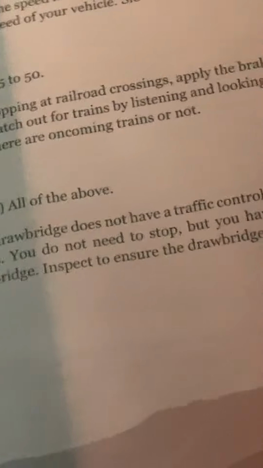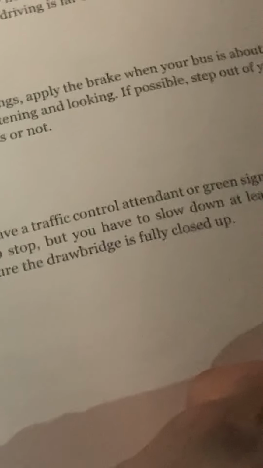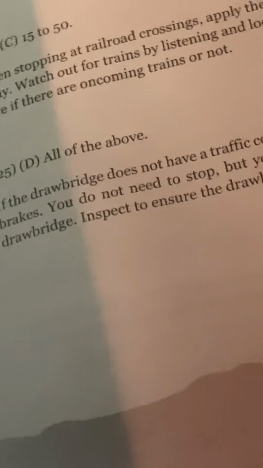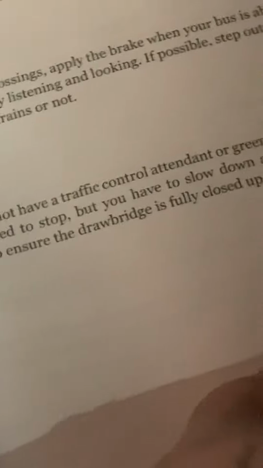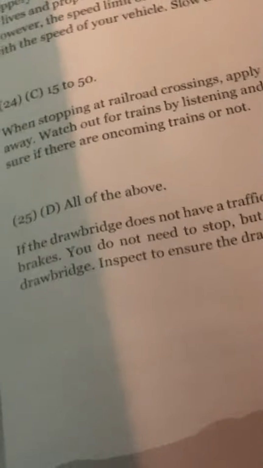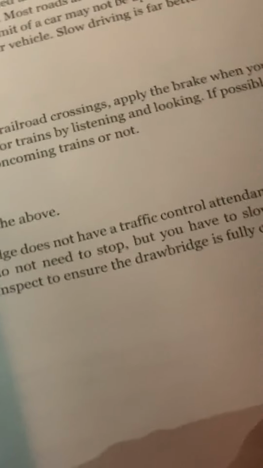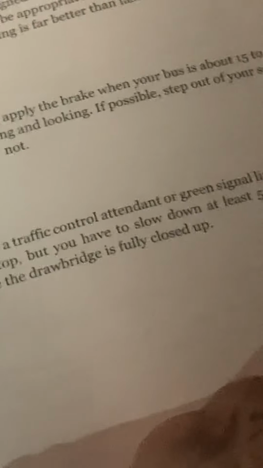If the drawbridge does not have a traffic control attendant or green signal light, apply your brakes. You do not need to stop, but you have to slow down at least 50 feet from the drawbridge. Inspect to ensure the drawbridge is fully closed up.